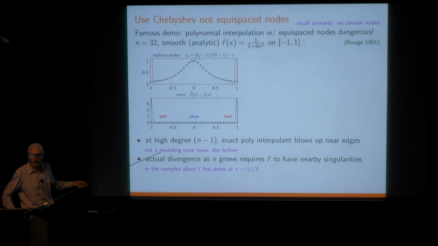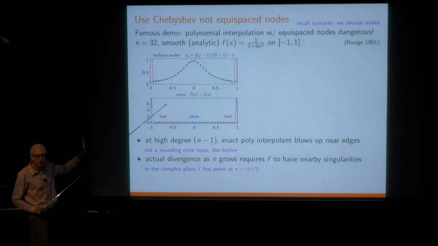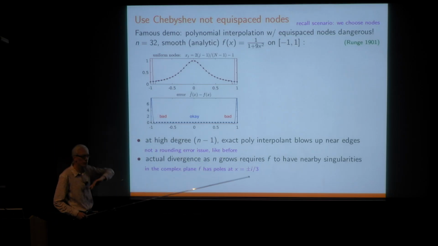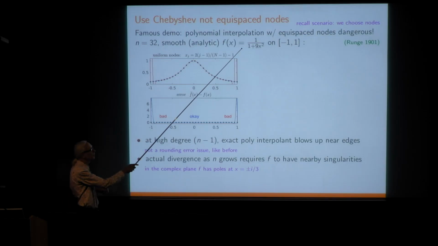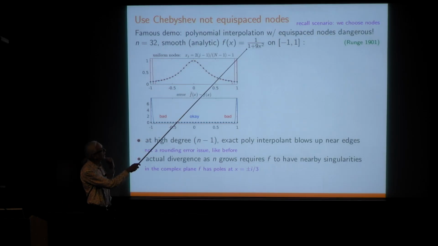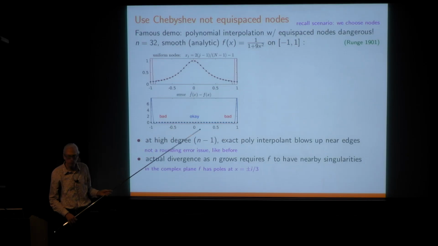This is not even a rounding error issue like we were dealing with on the previous page. You could do this in exact arithmetic. You could use big floats, do whatever you like. It'll still look exactly like this. And actually to get this to happen, the function, even though it's smooth and in fact analytic, needs to have nearby singularities. So there's some stuff to do with the complex plane.